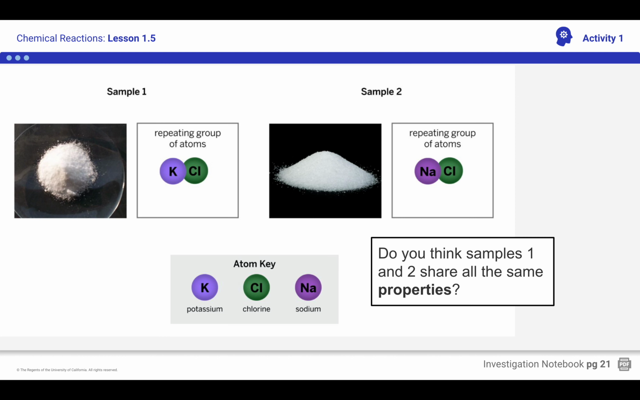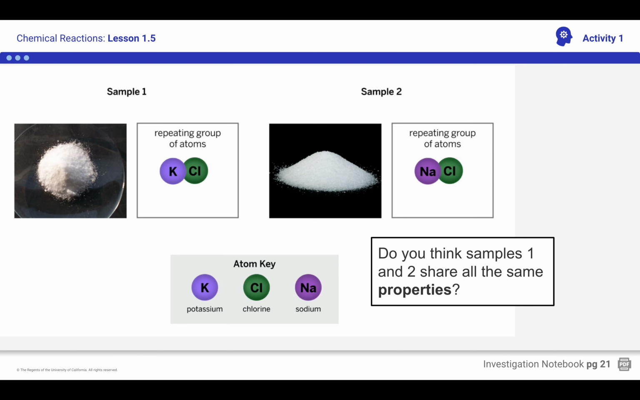So your warm-up activity is showing you 2 different samples, sample 1 and sample 2. A couple things real quick before you answer the question. I want you to notice that there is an atom key down at the bottom, and some of you may have trouble distinguishing the colors. If you've got any sort of color blindness, that might be a challenge for you. So a couple things I want you to pay attention to.